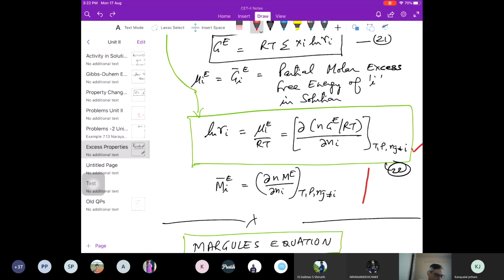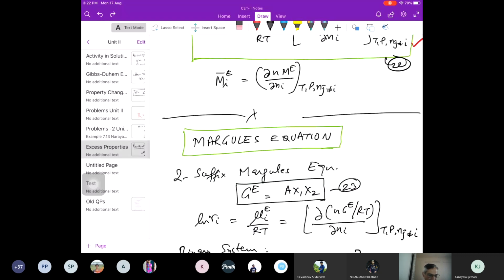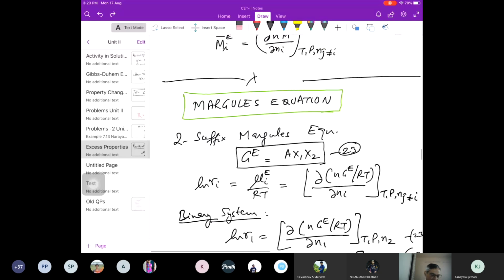Okay, so let us move further. Now we are going to see how we apply equation 22 for actually finding out ln gamma. This is the Margules equation. Have you heard of it? No? Okay. So this equation is G^E is equal to A x1 x2, where x1 and x2 are mole fractions of component 1 and 2 for a binary system.